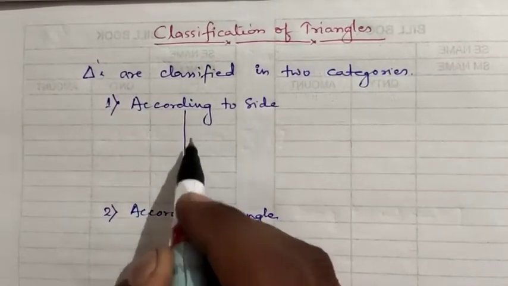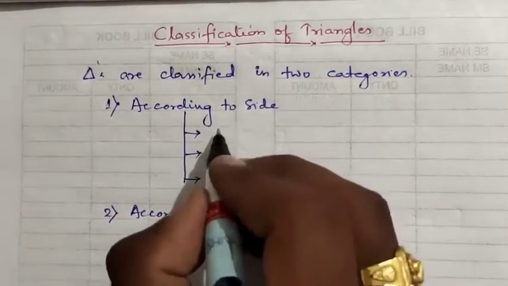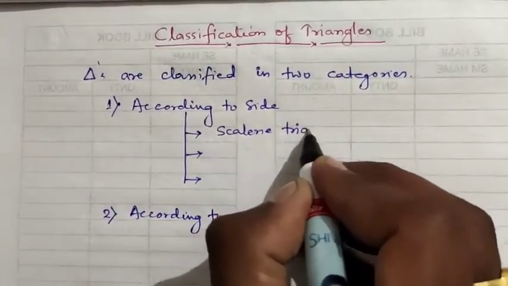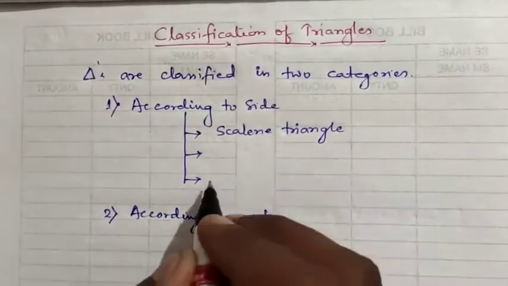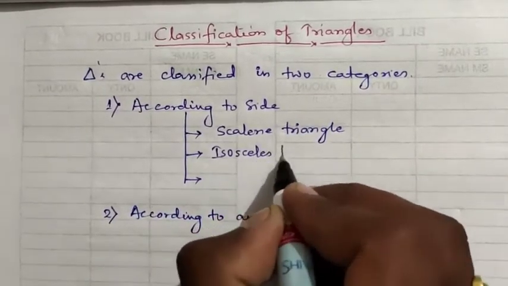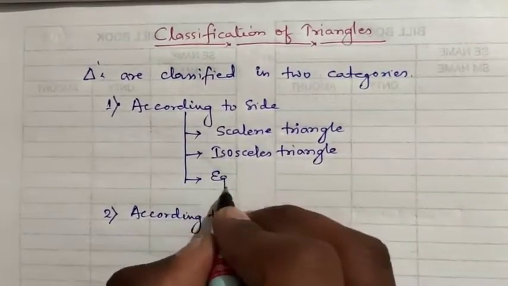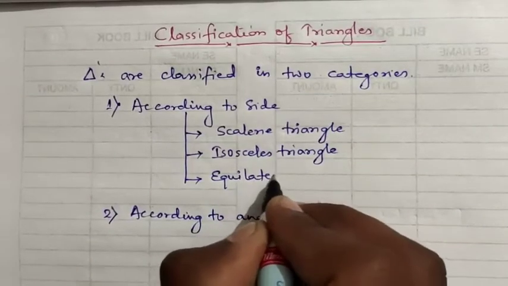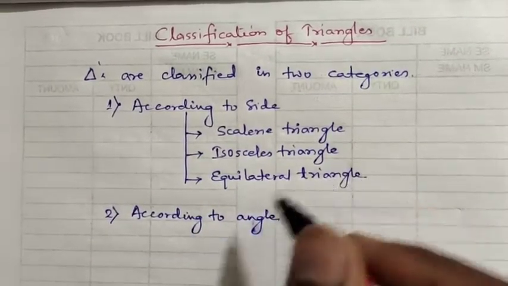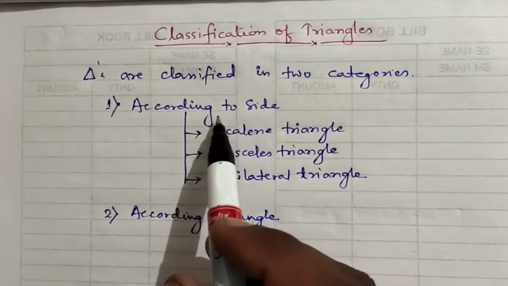According to side, there are three types of triangle. The first one is scalene triangle. The second one is isosceles triangle. And the third one is equilateral triangle. These are the three types of triangle according to the side.